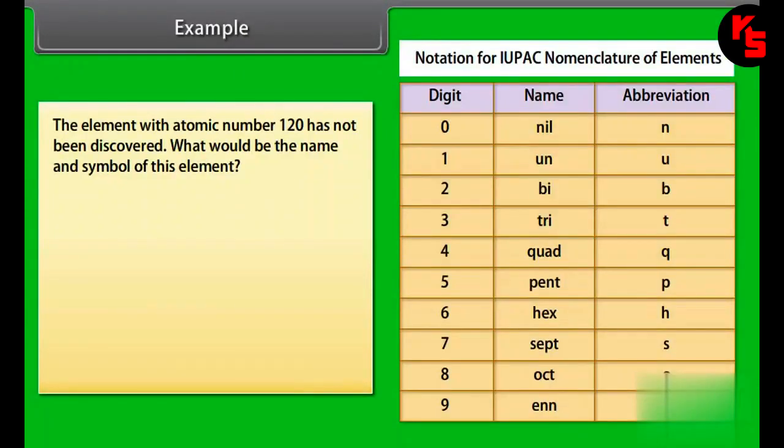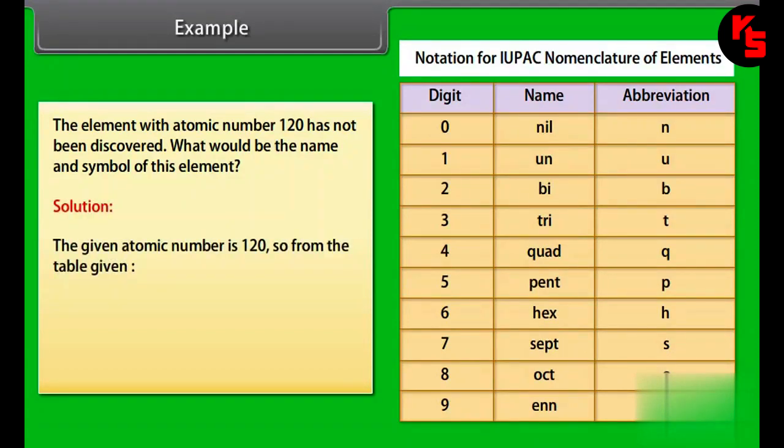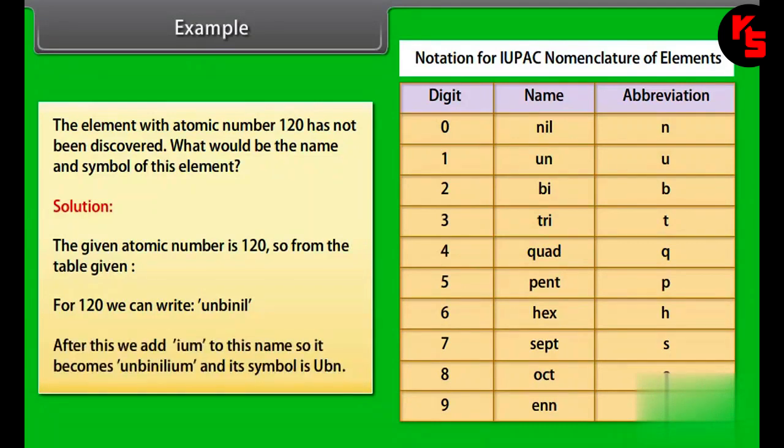Example: the element with atomic number 120 has not been discovered. What would be the name and symbol of this element? Solution: the given atomic number is 120. So, from the table given, for 120 we can write unbinil. After this, we add "ium" to this name, so it becomes unbinilium, and its symbol is Ubn.